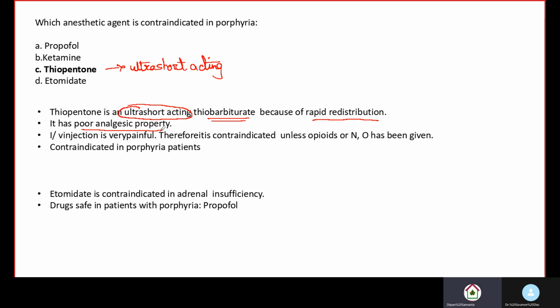It has poor analgesic property. IV injection is very painful. Therefore, it is contraindicated unless opioids or nitrous oxide have been given. Contraindicated in porphyria patients. Very, very important. Etomidate is contraindicated in adrenal insufficiency, and the drug safe in patients with porphyria is propofol.